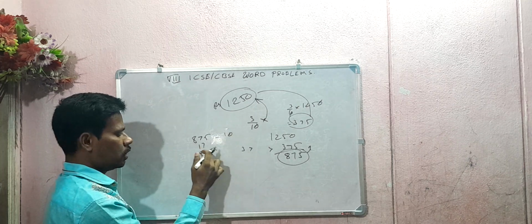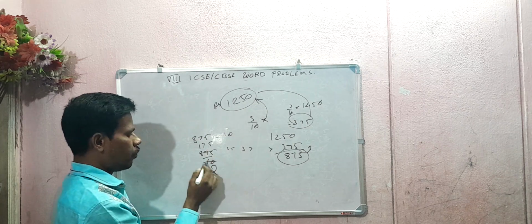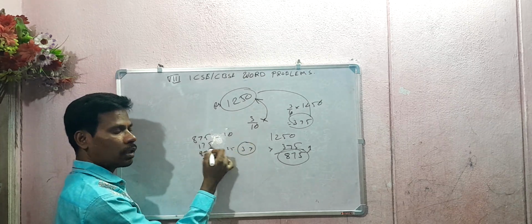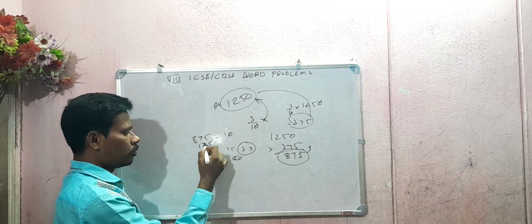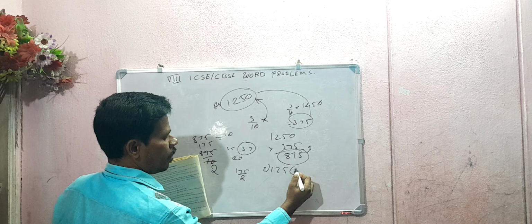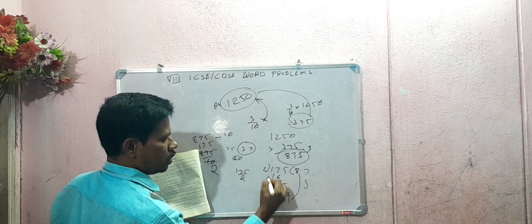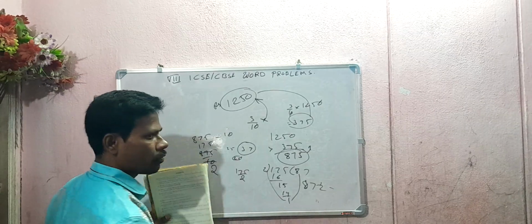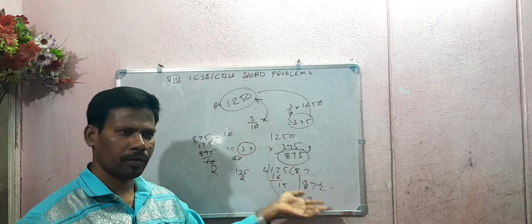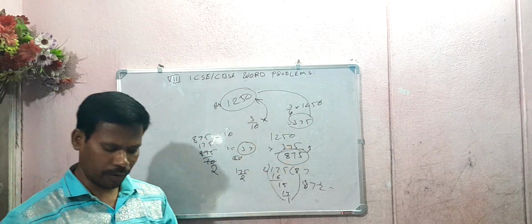5 7s are 35. 5 5s are 25. 5 2s are 10, 5 1s are 5. 3 digits remaining, 37 becomes. So 5 7s are 35. Still 2 digits remaining. Next digit is 5. So 175 divided by 2. Do it in fraction. 2 8s are 16. So this is 87 1 by 2. So that means each month he will pay 87 rupees 50 paise. 87 rupees 50 paise, like that for 10 months. So 10 months will be 875.